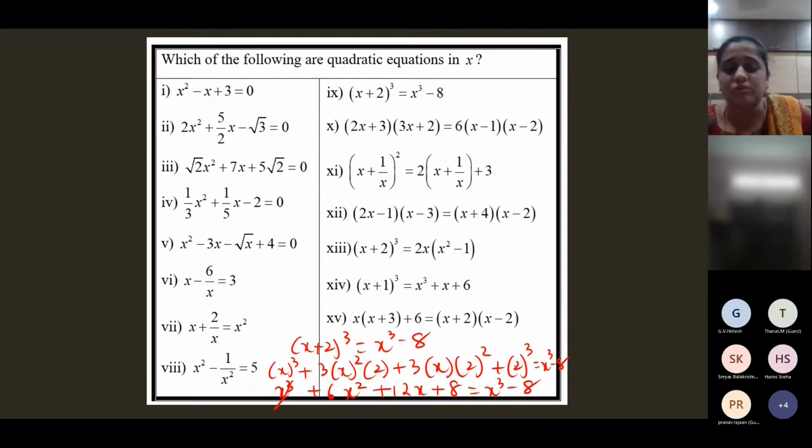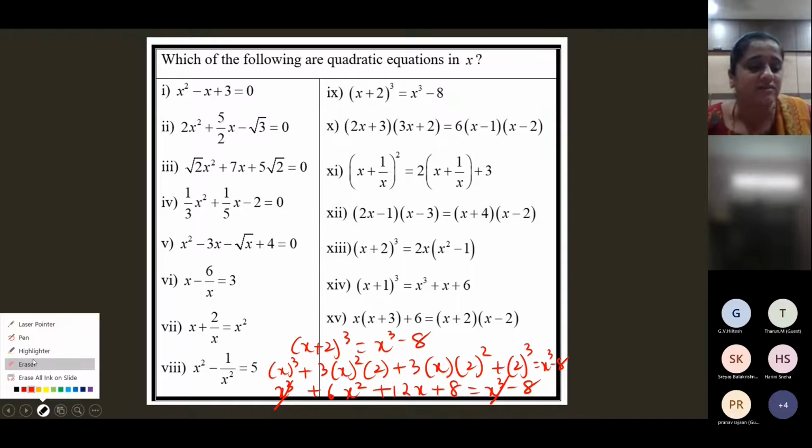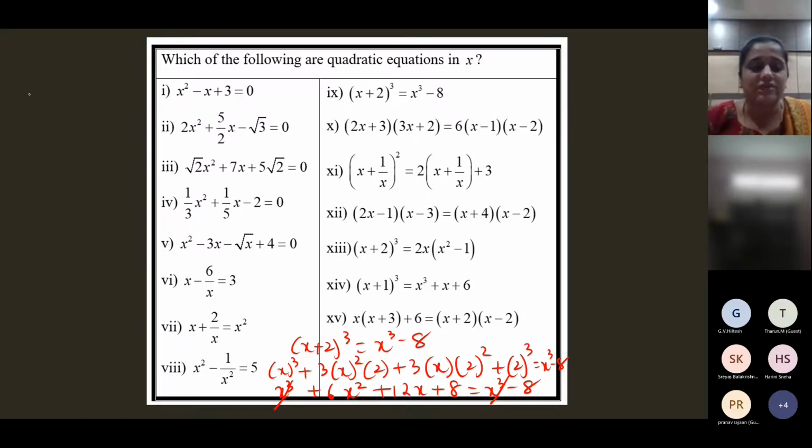So x cubed on either side gets cancelled. 8 also gets cancelled. Oh, no, I'm so sorry, 8 doesn't get cancelled. Yeah, x cubed on either side gets cancelled. And what we are left with, 6x square plus 12x and the 8 from the other side, transpose that. So plus 8 plus 8, plus 16 is equal to 0.